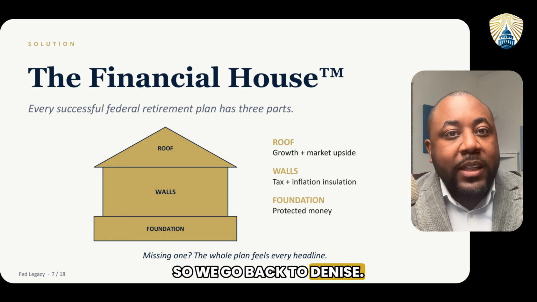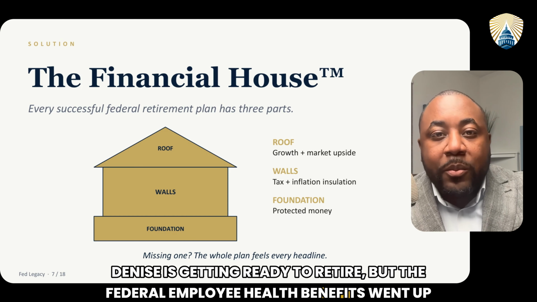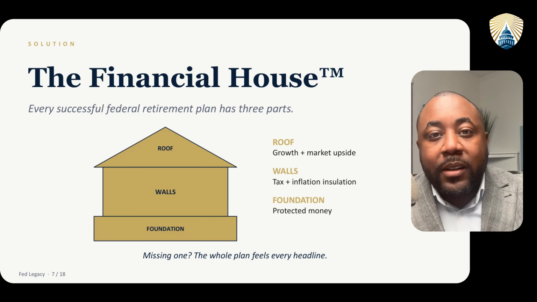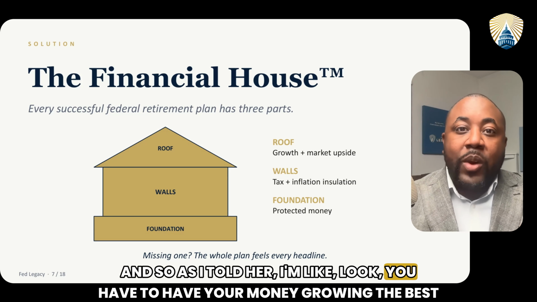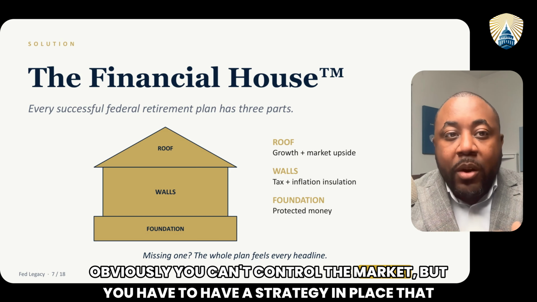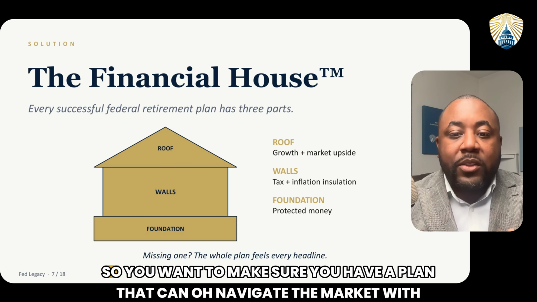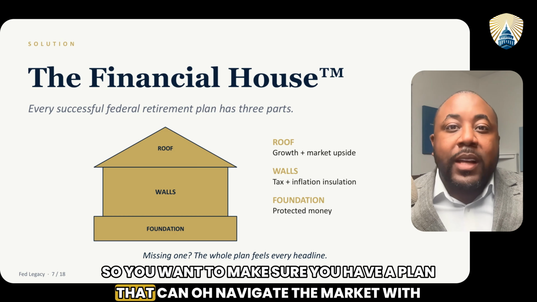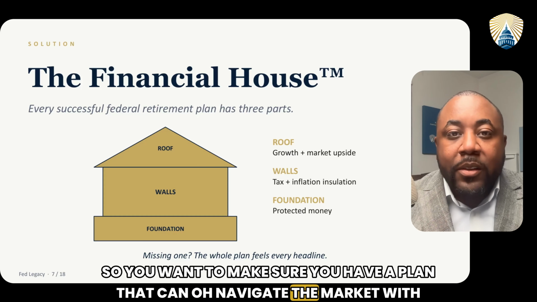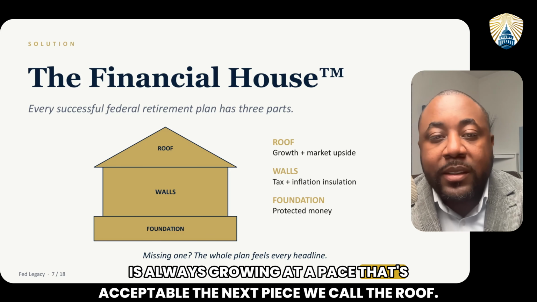So we go back to Denise. Denise is getting ready to retire, but the federal employee health benefits went up 12%. Her money's in the G fund earning 3%. And so as I told her, look, you have to have your money growing the best you can. Now, obviously, you can't control the market, but you have to have a strategy in place that doesn't lock you down in the basement. So you want to make sure you have a plan that can navigate the market with inflation to make sure that your money is always growing at a pace that's acceptable.